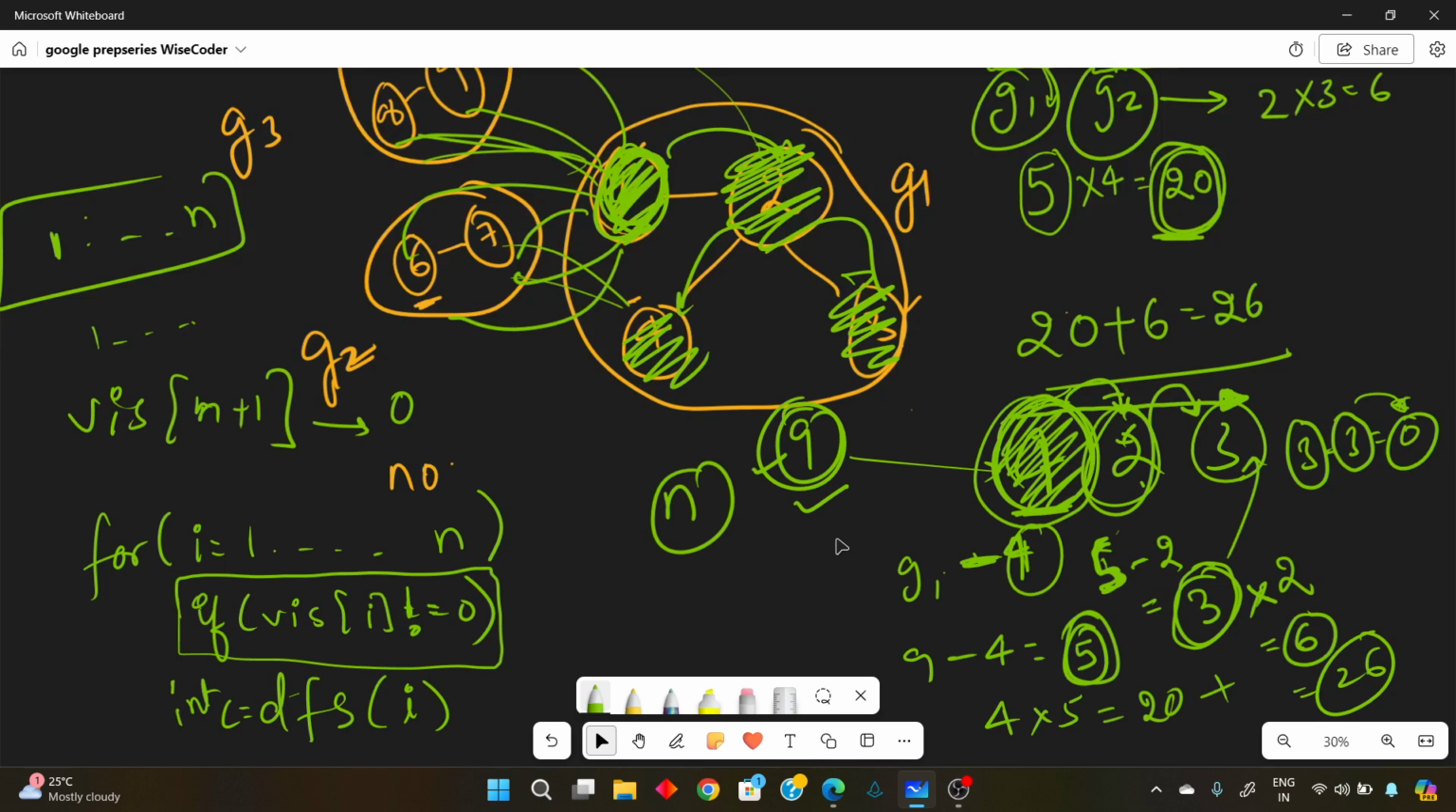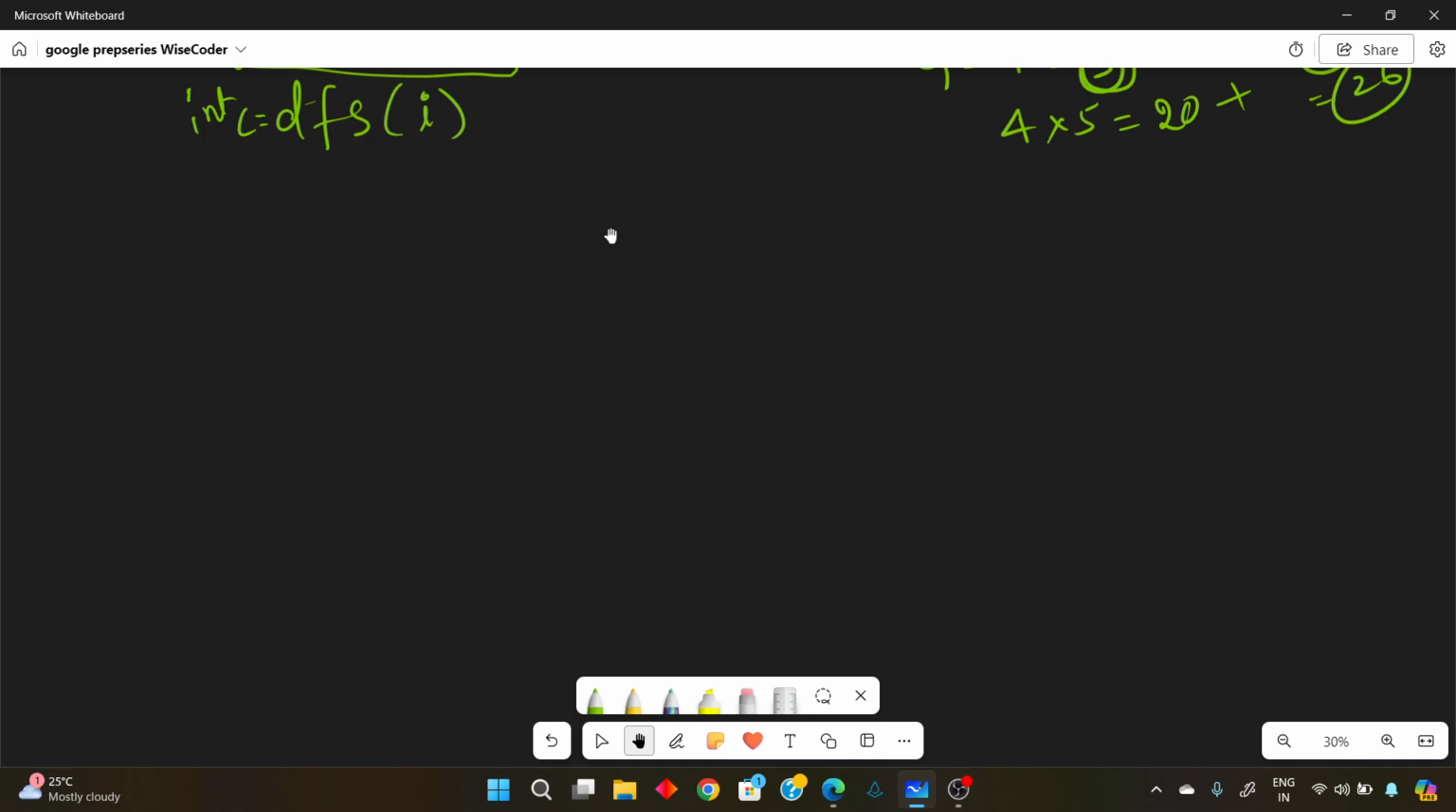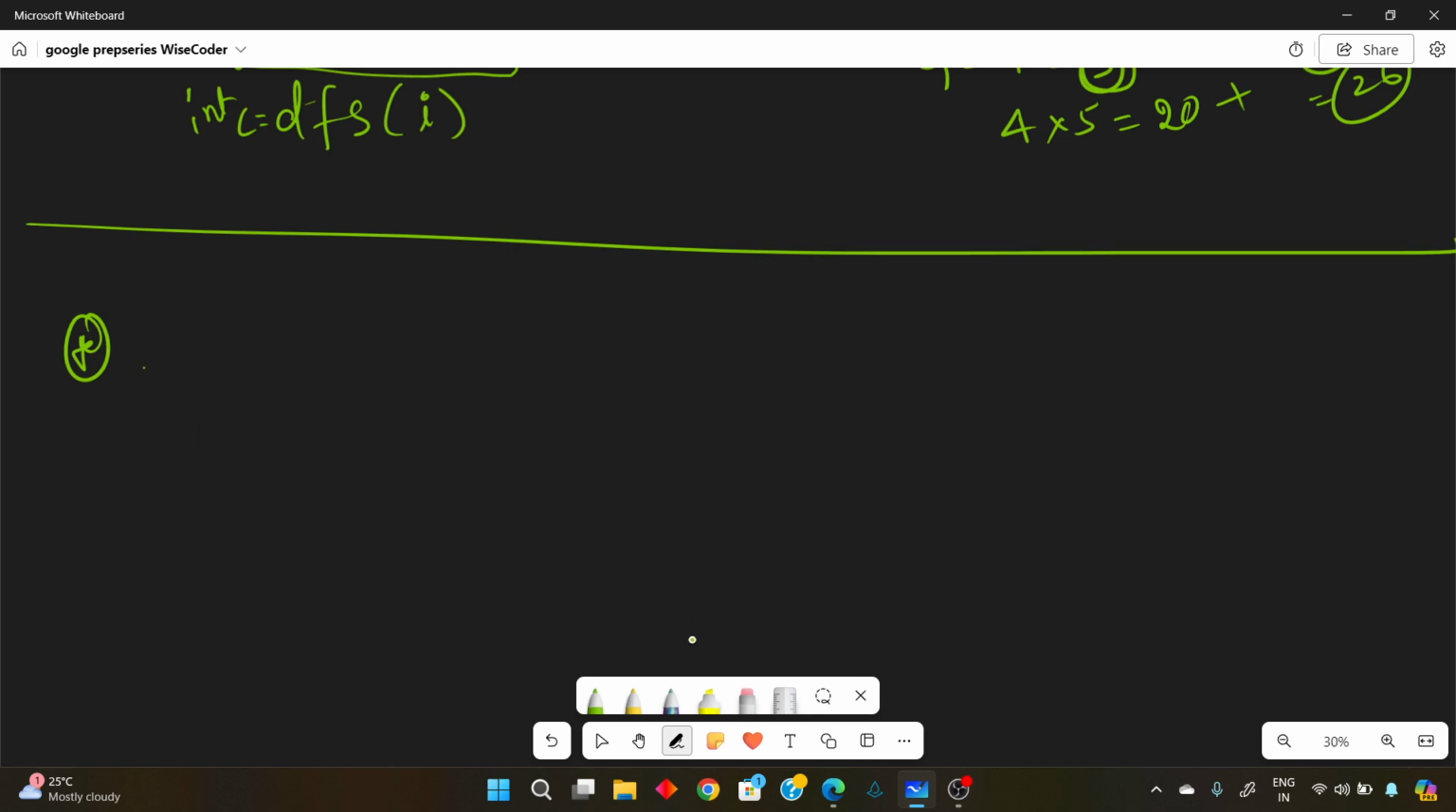I already told you, you have to visualize. This is a graph problem. We will come to the implementation part of this. I'll implement all the things in front of you. Now coming to part 2.